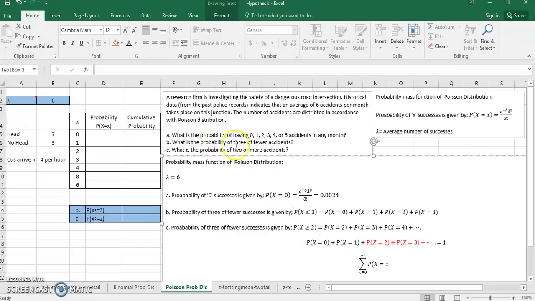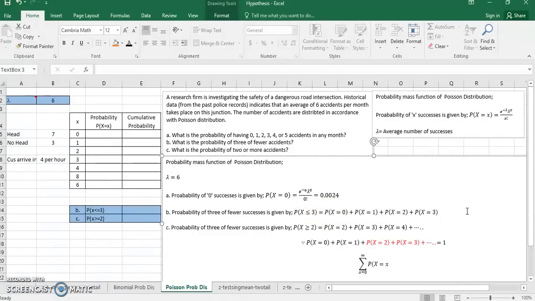Now the second question is, what is the probability of 3 or fewer? That means 3 or less than 3. So the probability of 3 or fewer successes, or accidents actually in this particular case, is given by x less than or equal to 3, which will be x is equal to 0 plus the probability that there is 1 accident plus the probability there are 2 accidents and plus the probability that there are 3 accidents. So this can be calculated, then I'll just compute the answer through Excel, but I've given you the conceptual framework of how this probability can be calculated.